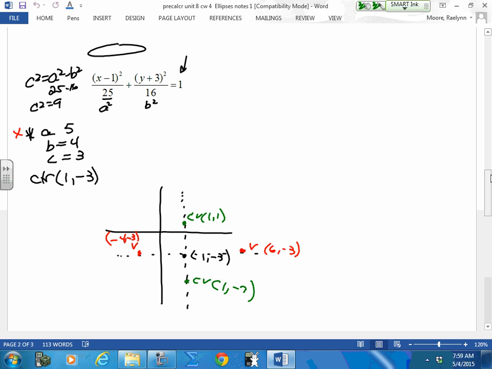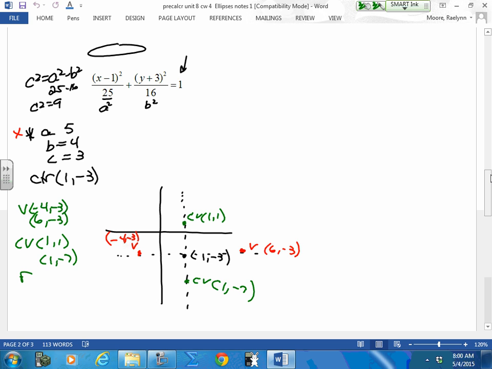Just like you do your parabola. You can go by your formula on your formula sheets if you want to. I know some of you like the formulas. But you still have to figure out which way you're going, whether you're adding to the h or you're adding to the k. So we've got your vertices at negative 4, negative 3, and that's 6, negative 3. We have your co-vertices at 1, 1, and 1, negative 7.